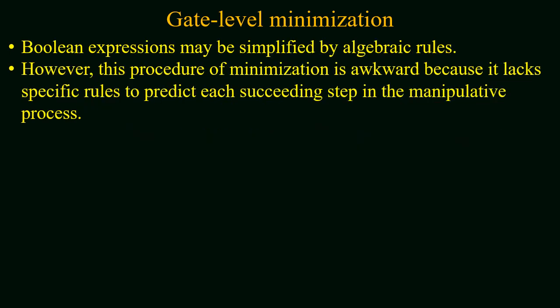Now, a Boolean expression may be simplified using the algebraic rules, but this procedure of minimization seems awkward because it lacks specific rules to predict each succeeding step in the manipulative process. Like if you have a Boolean expression which you are going to simplify, then you can apply a series of steps, but which rule is to be preferred or which rule is to be applied first is a bit tough to decide every time.